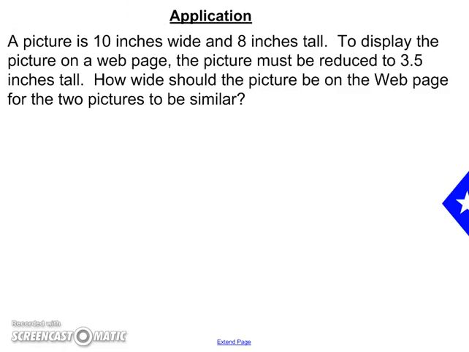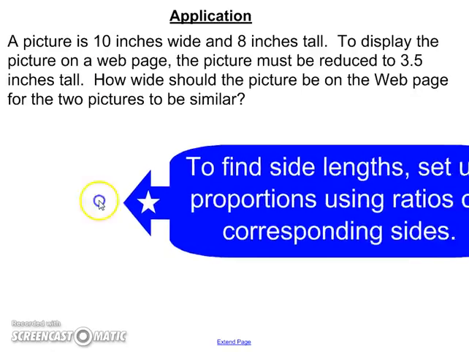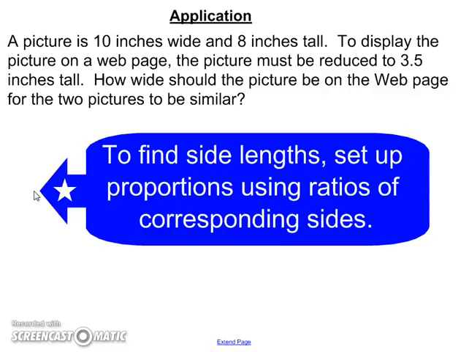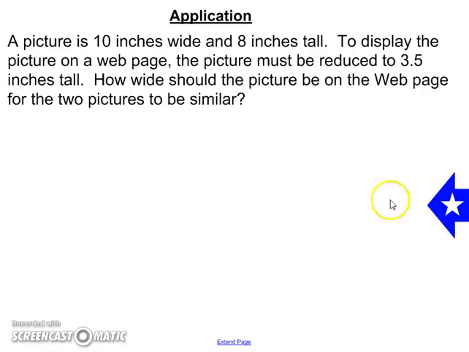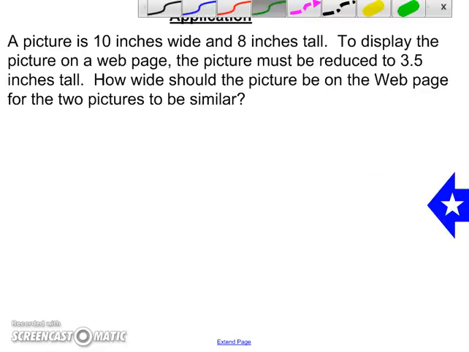All right, let's apply something here. A picture is 10 inches wide and 8 inches tall. To display the picture on a web page, the picture must be reduced to 3.5 inches tall. How wide should the picture be on the web page for the two pictures to be similar? And this is the how-to: to find the missing side length, we want to set up proportions, ratios of corresponding sides. On the previous slide, we were given the side lengths. In this case, we're not.